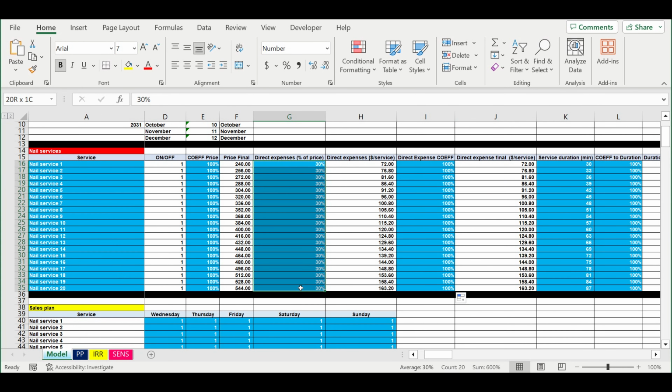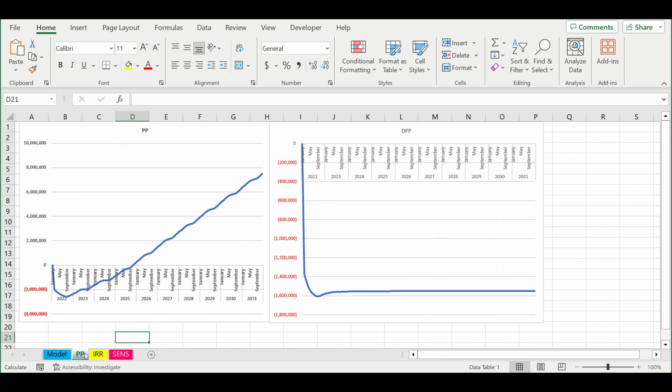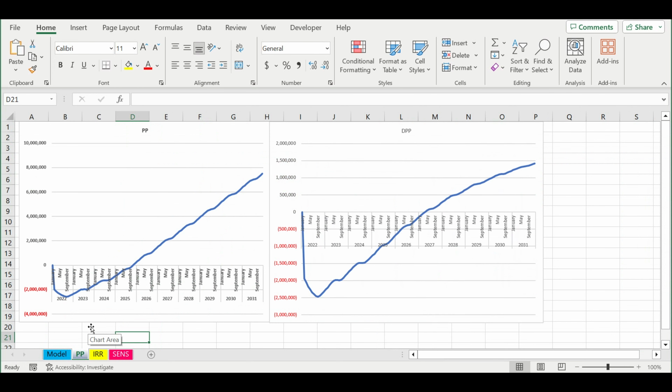Then we are setting up the percentage of direct cost from the prices for each nail service. We also add a direct cost coefficient for scenario analysis. All this will be in use while we will be building a huge amount of scenarios when our model is ready and we will be testing the stability of the cash flow of our business idea.